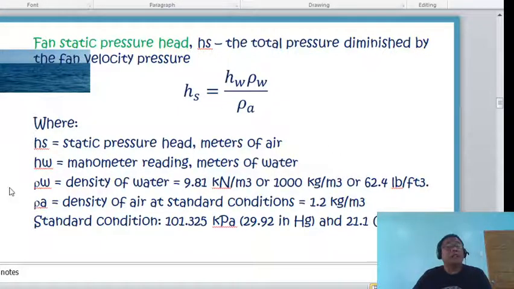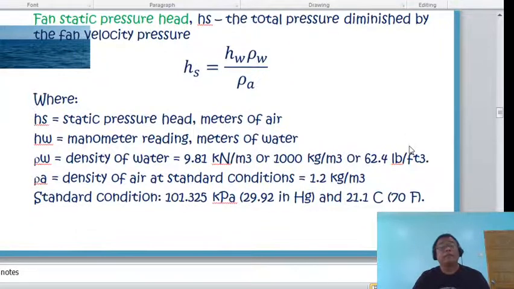So take note, class, we have here the standard condition. The standard pressure is 101.325 kPa or 29.92 inches of mercury, at 21.1 degrees Celsius. And the density, class, of standard air is equal to 1.2 kilogram per cubic meter. And for the density of water, we have 9.81 kilonewton per cubic meter, 1,000 kilogram per cubic meter, or 62.4 pound per cubic foot. So take note, class, of the constants. This is very useful in calculating problems involving fans, so try to memorize the constants.